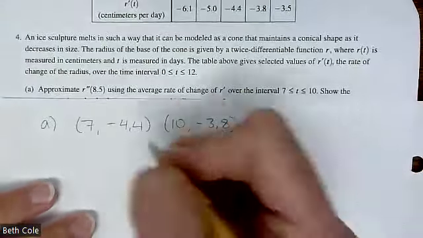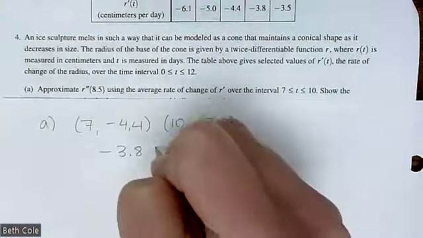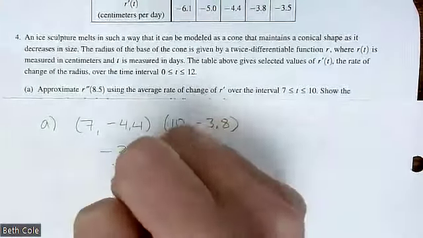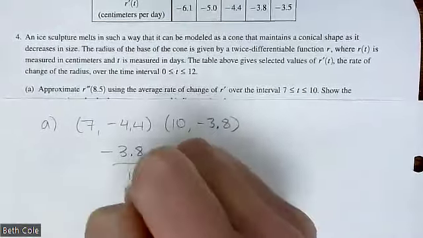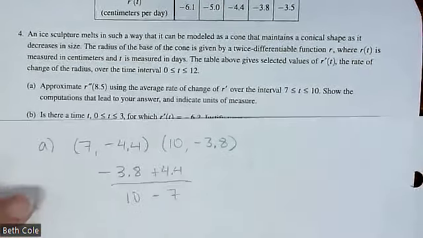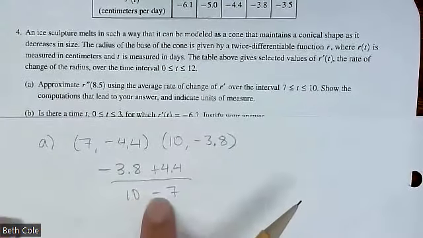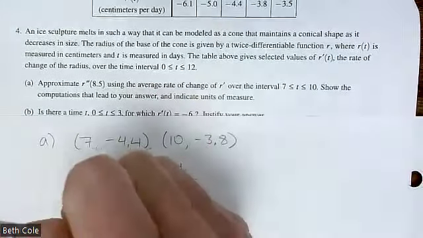So then slope them. It would be negative 3.8 and then what? Plus 4.4 over 10 minus 7. Do not write 3, write 10 minus 7 because they like to see how you got your answer. What does it say? Yeah, there it is. Show the computations that lead to your answer. If you write 3 instead of 10 minus 7, they will not give it to you. All right, it's a point for that.